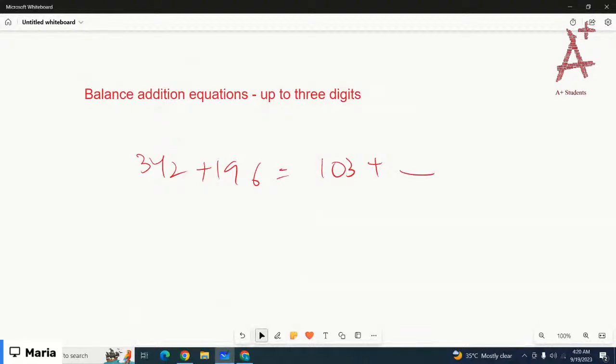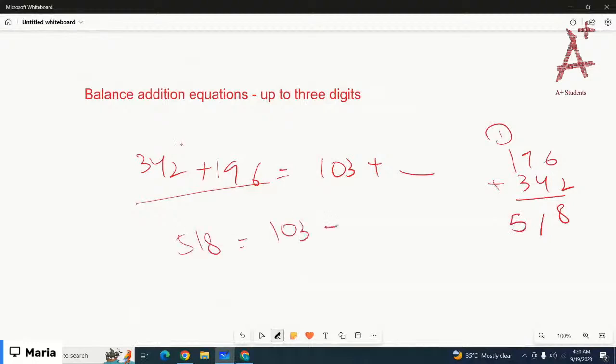First of all, you have to add both the numbers, right? Just add them: 196 plus 342. 6 plus 2 is 8. 7 plus 4 is 11, write 1 and carry 1. 3 and 1 is 4, and 1 is 5. That would be 518, right? Both sides are exactly equal, so if you add 103 to the missing number, their sum must be 518.